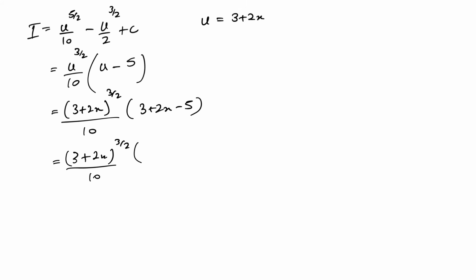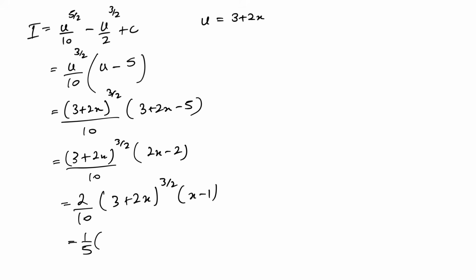So that gives me 2x minus 2. Oh, factor of 2 I can take out to there. So a factor of 2 would come out. So we get 2 over 10 essentially. 3 plus 2x to the 3 over 2, x minus 1. So fully simplified, 1/5 (x minus 1)(3 plus 2x) to the 3 over 2.